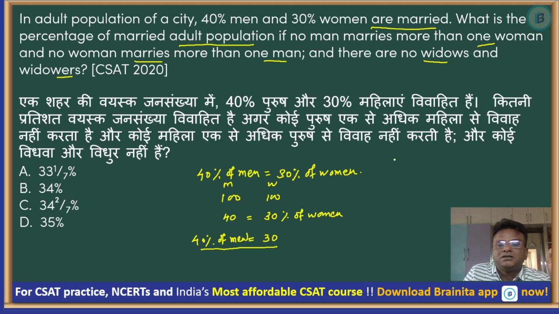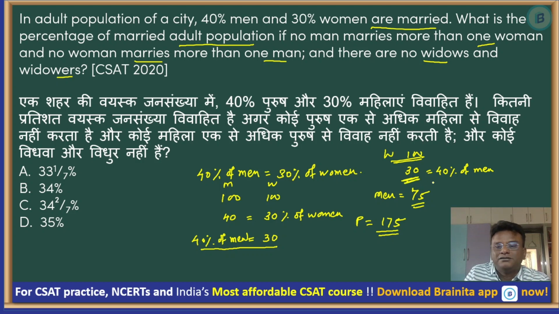So what I'm going to do is, as I said, women 100, so 30 women are married, 30%, which is equal to 40% of men. So men is equal to 40% will be 75, right? 40 times 2.5 is 100, so 30 times 2.5 is 75. So there are 75 men. So 75 men and 100 women, that means the total population of men and women is 175, out of which 30 men and 30 women are married. Okay, this is the percentage, this is not number, remember that, right? So 30 men, 30 women are married, that means 60 adults are married out of 175.